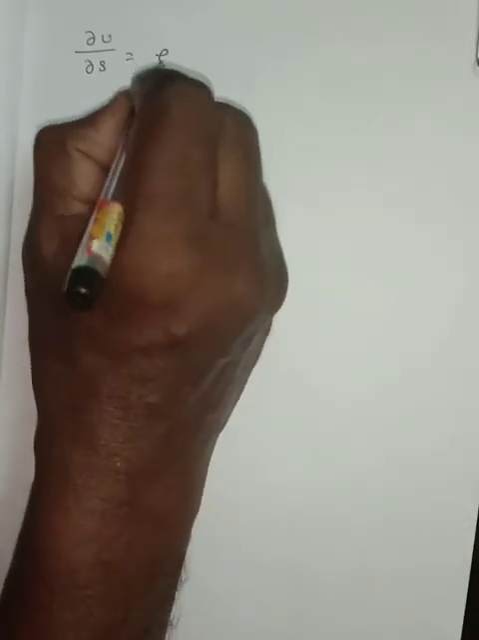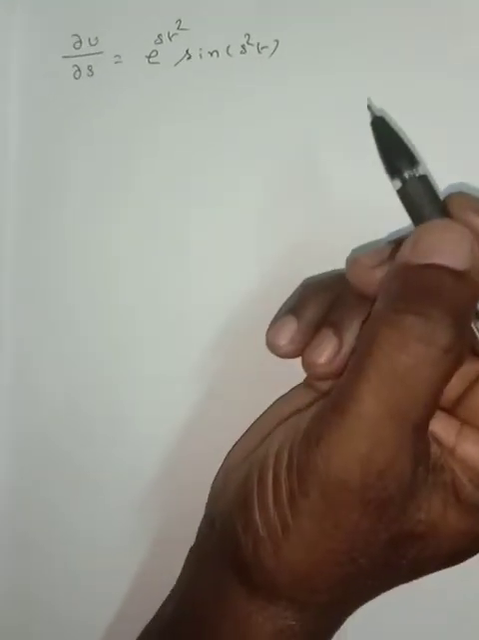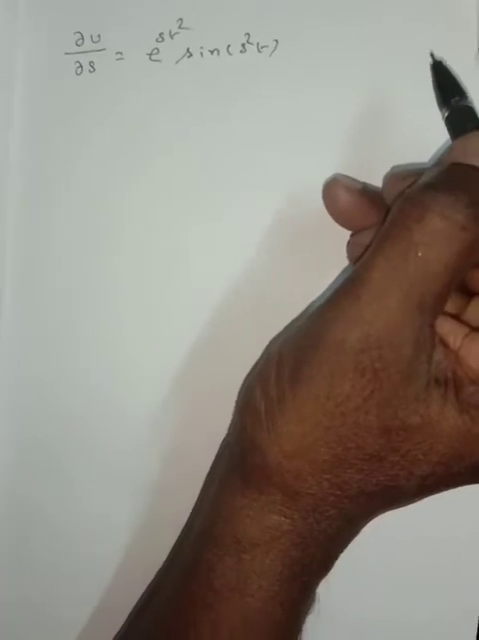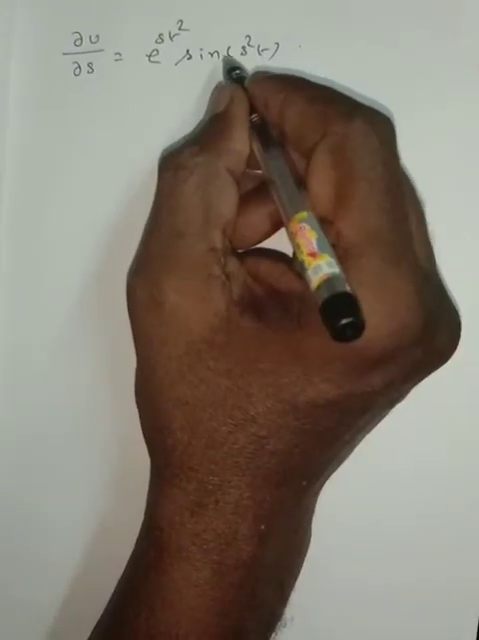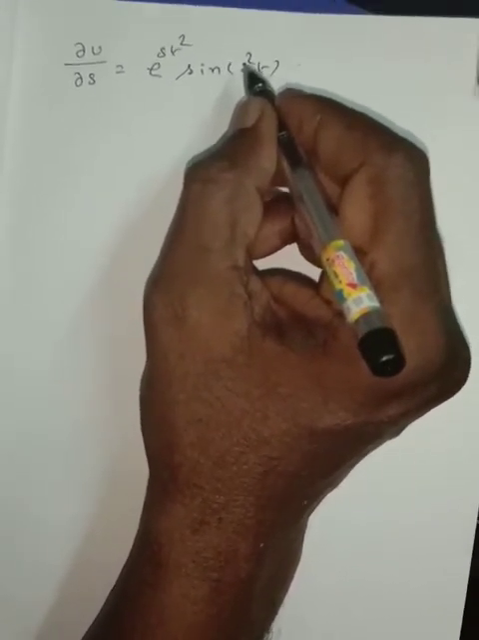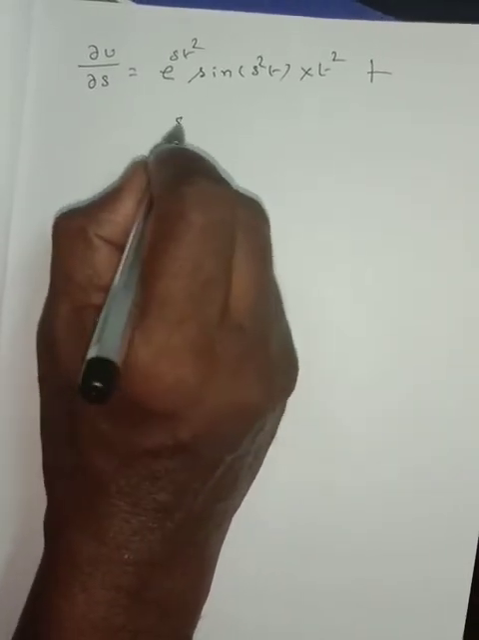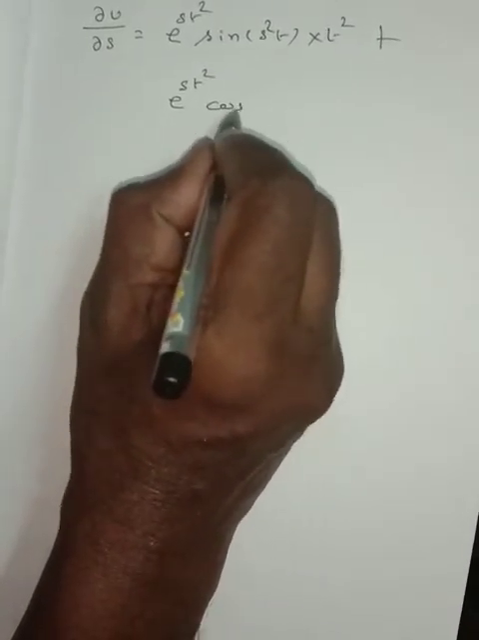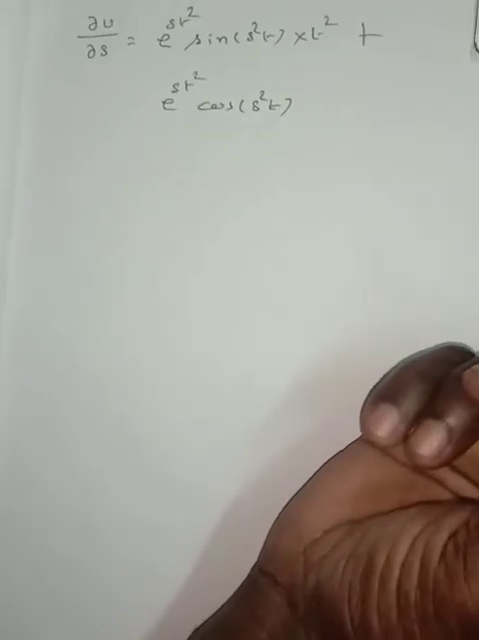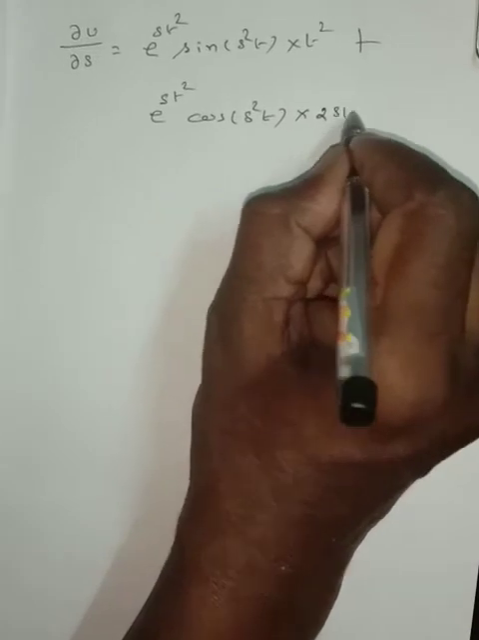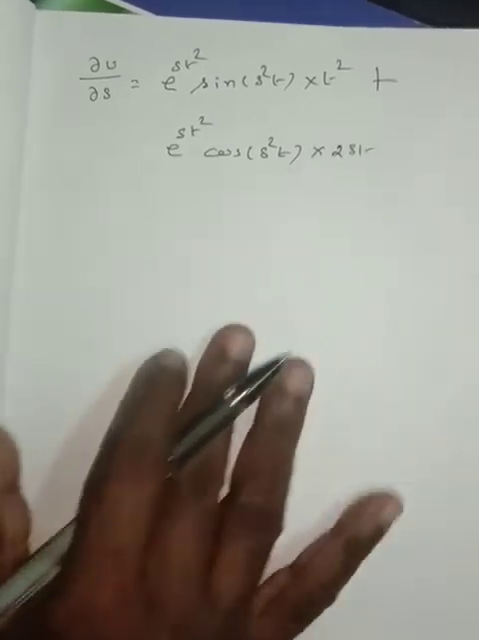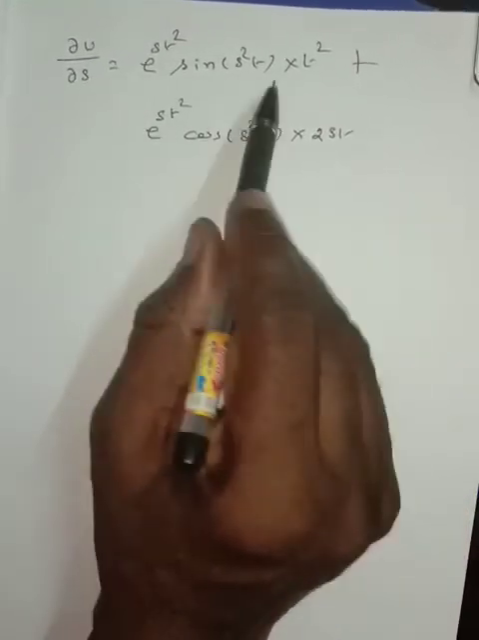Dou u by dou s is equal to dou u by dou x, that is e to the power of s t square sin s square t, into dx by ds, t square, plus dou u by dou y, e to the power of s t square cos of s square t, into 2st.